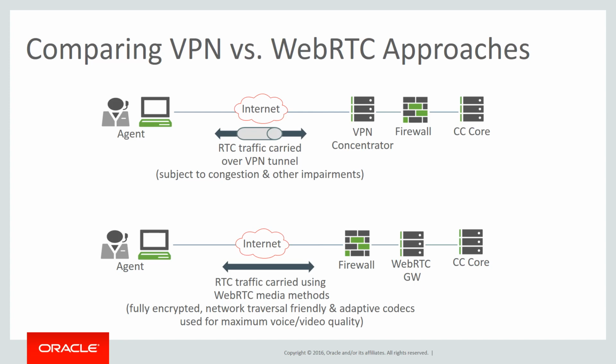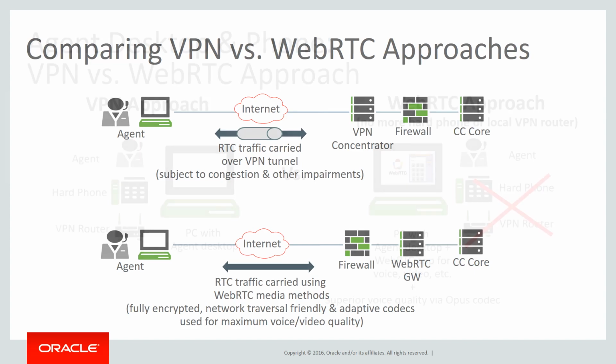Compare that to an internet connection where the agent is at home. They have a direct connection to the firewall at the enterprise. These are firewall-friendly connections hitting ports that are usually open for internet, and then into the WebRTC gateway inside the enterprise network and the contact center core. And what this does is enable those real-time communications media methods and codecs. Codec is a fancy word for how we manage audio and manage video inside of those connections.